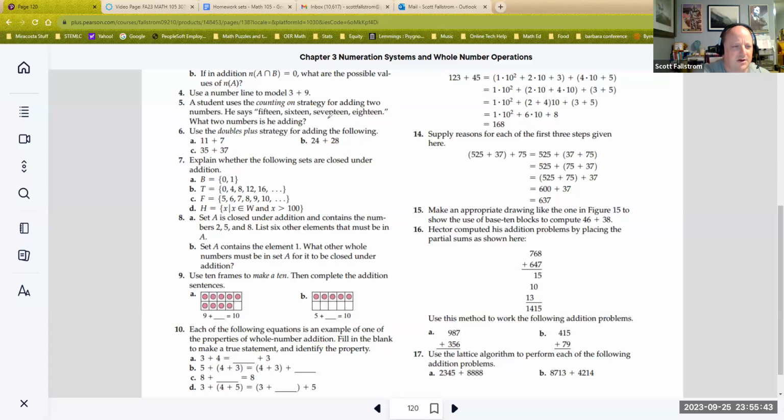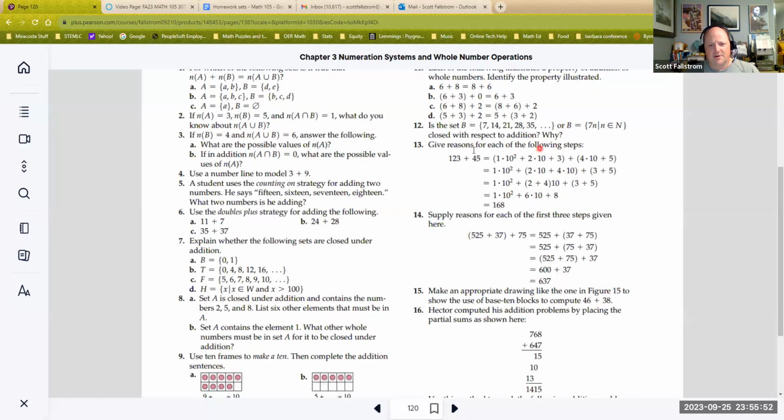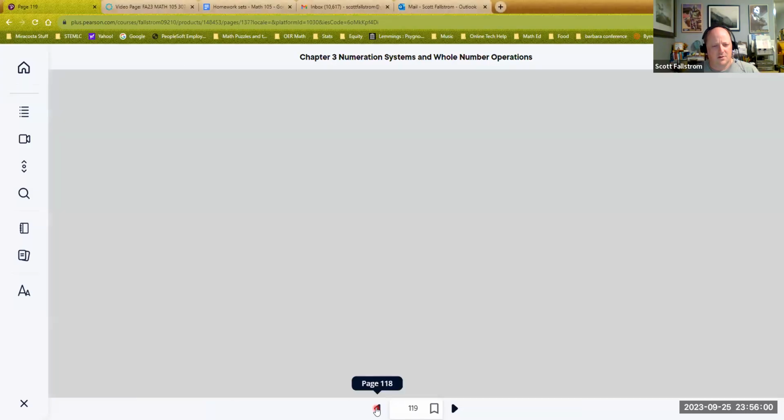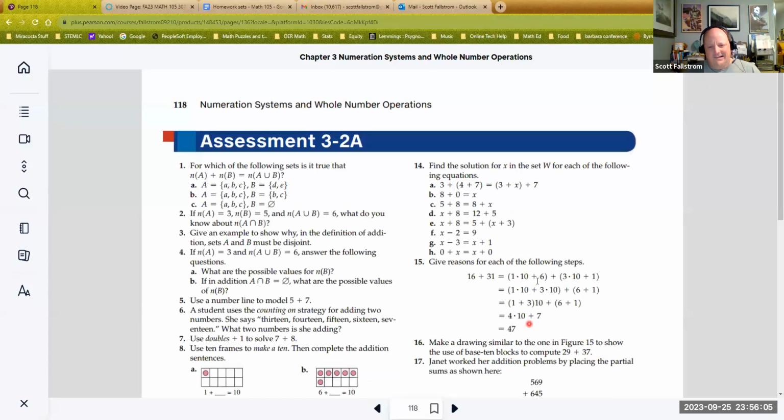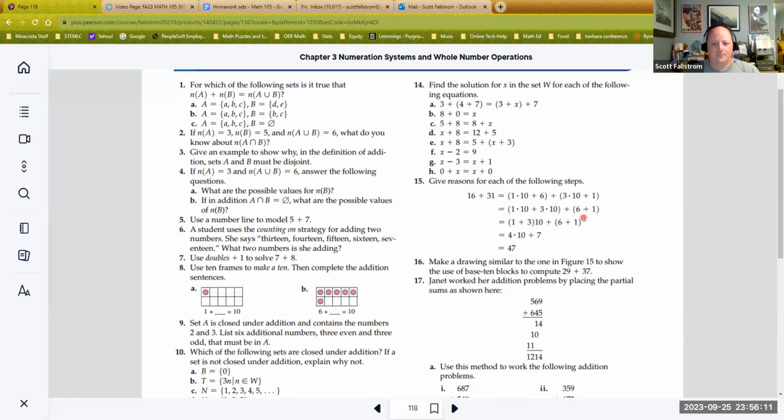And let's see here. Next up was number 13. Let's take a look at number 13. 13, I think, is one where it says you have to put in your properties, right? So give reasons for the following steps. Yeah, so this looks pretty similar to number 15 A. So if you're looking at A, the first step is just expanding. This is also sometimes referred to as place value expansion.